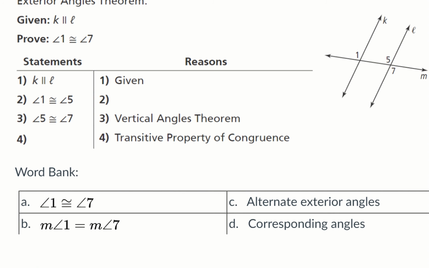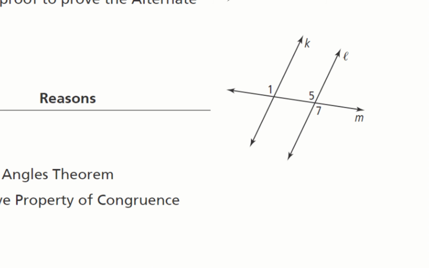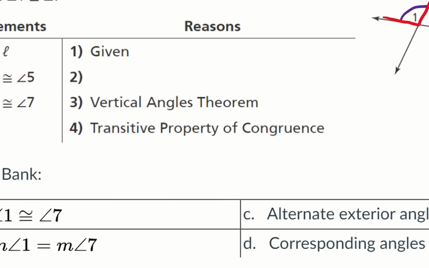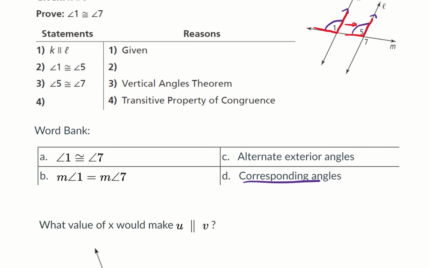So now, how did we get that angle 1 is congruent to angle 5? Well, if you notice, what kind of angles are angle 1 and angle 5? Angle 1 and angle 5 are corresponding angles. If I were to take this angle and slide it over, it's the exact same angle. And so that's a corresponding angle. All right, so by corresponding angles theorem, those are congruent. And then we can fill in the last point, transitive property of congruence.